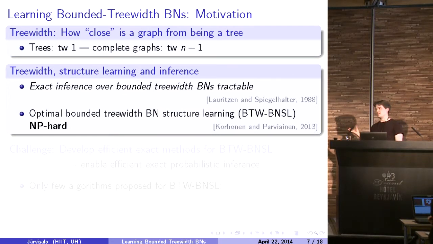One notion that alleviates one of these hardness factors is Treewidth, which is intuitively a measure of how close a given undirected graph is to being a tree. Trees have Treewidth 1, and complete graphs over n nodes have Treewidth n-1. Whereas learning optimal bounded Treewidth Bayesian network structures is still NP hard, if you can do this fairly fast, then you're able to perform polytime exact inference over the structures that you learn.